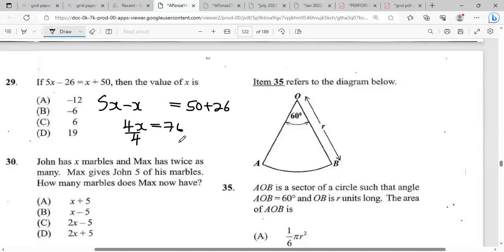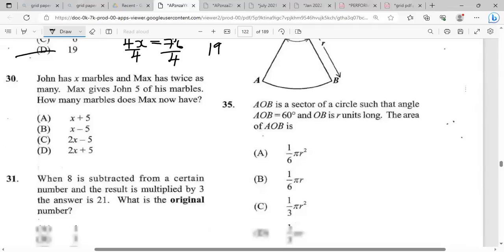4 into 7 goes 1 time. That leaves 3, half of the 7, right? And then 4 into that, 9. So our answer would be 19. All right, let's move on to 30. Halfway there, guys, halfway there.